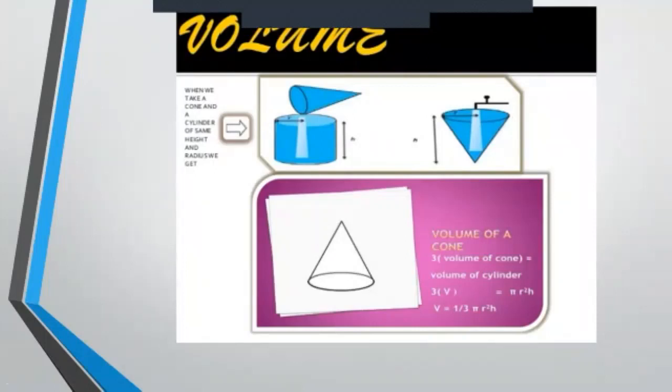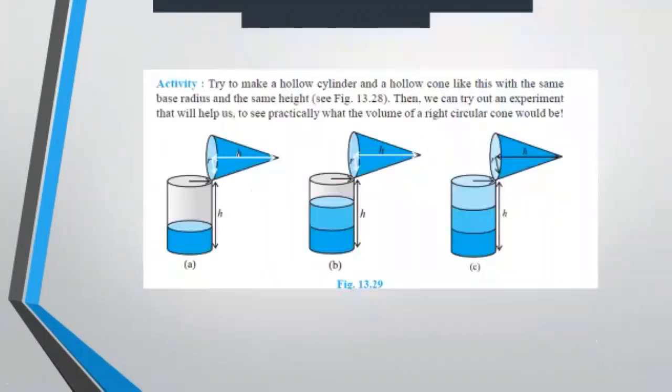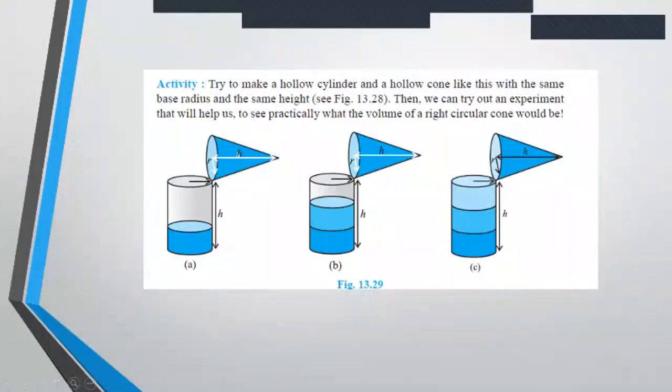Now, instead of cutting and pasting into the cylinder and all, we can easily take up this activity, in which there's a hollow cone and a hollow cylinder. Now, both of them, can you see, have the same height h. And for both of them, the surface radius is r. Fine with that?